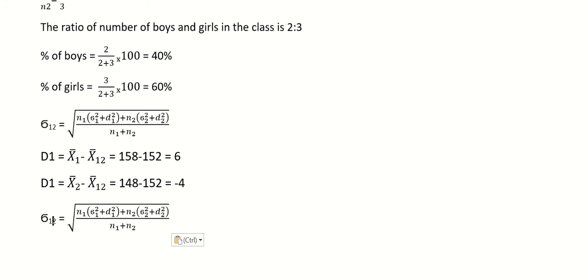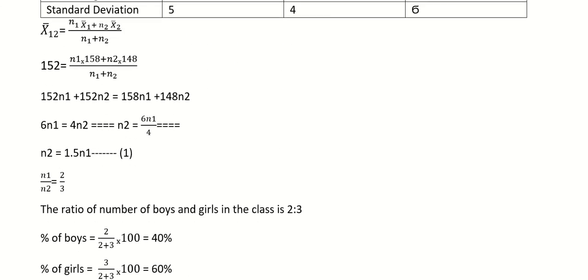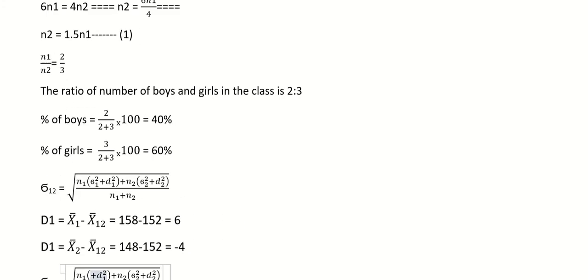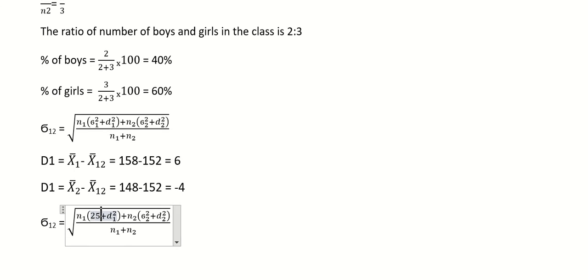So combined standard deviation is not given to us. N1 is also not given to us. Standard deviation 1 is given to us, that is 5, right? 5 square here is 25. 25 plus d square. Deviation 1 we have calculated, so this is 6. 6 square is 36. So I will just apply 36 here. I'm directly applying the squared values. Okay. So this is 36.